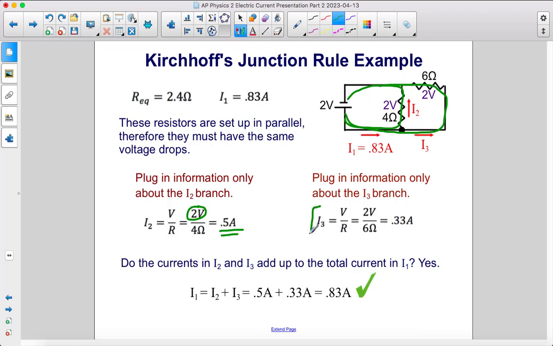But we could just plug information into Ohm's law about the I3 branch, right? The voltage is 2 volts again, but the resistance is 6 ohms. So that gives us 0.33 amps. Do these two currents add up to the total current? Yes, they do.